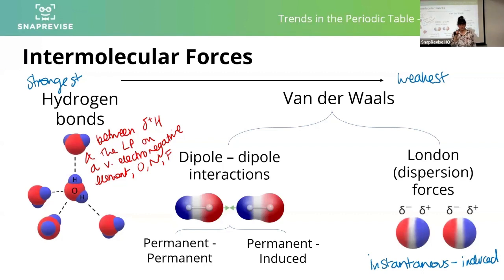Okay, so if you've got an oxygen, a nitrogen, or fluorine attached to a hydrogen, that's making it delta positive enough. And oxygen, nitrogen, and fluorine also have lone pairs. Those lone pairs are able to be attracted to a delta positive hydrogen in a neighboring molecule. So those are the key aspects. Okay, cool. Let's keep going.